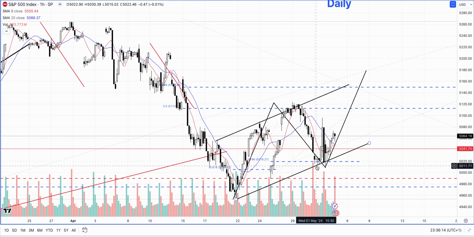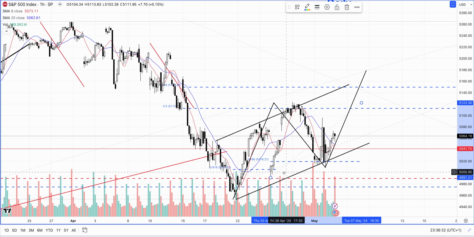1, 2, 3, 4, 5, 6, 7, 8. For 8 hours and more, actually, it just remained testing this 61.8%, but always rejecting. Excuse me, this is the 78.6% retracement from this low to this high, and the market was not able to close lower. So it's a pretty strong support level.